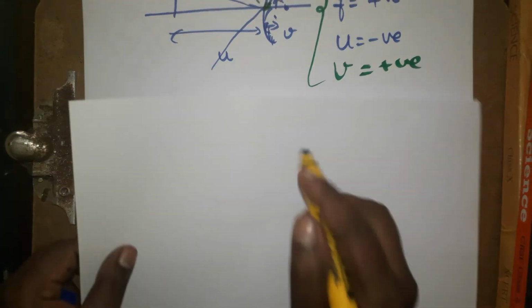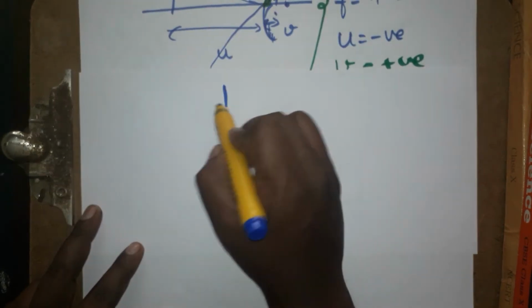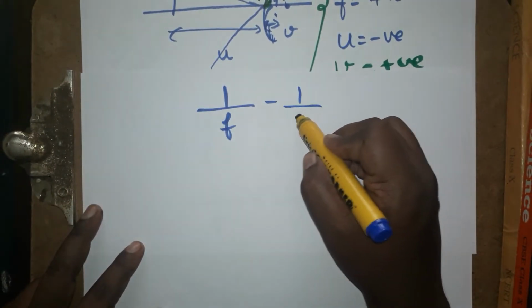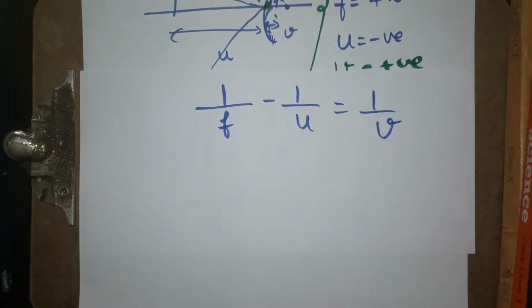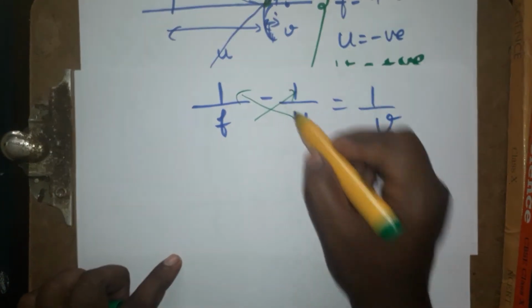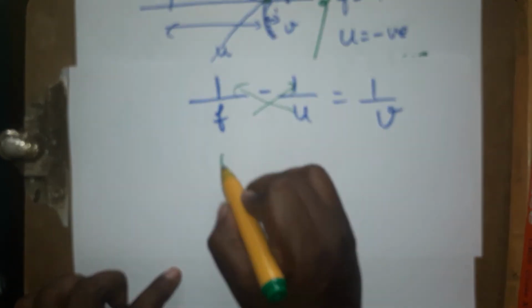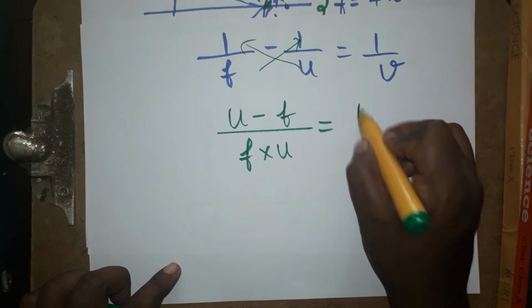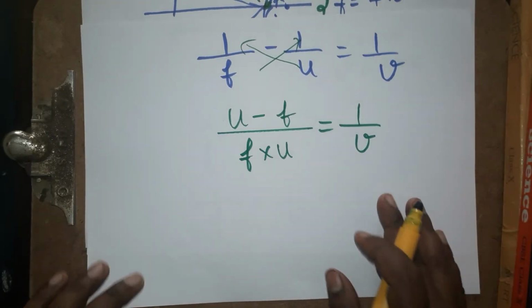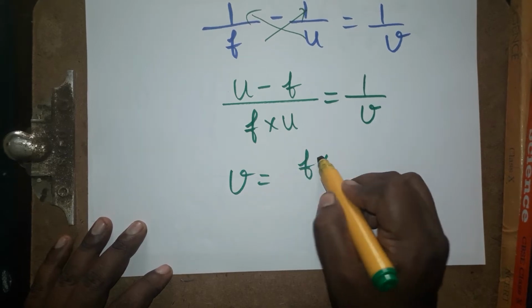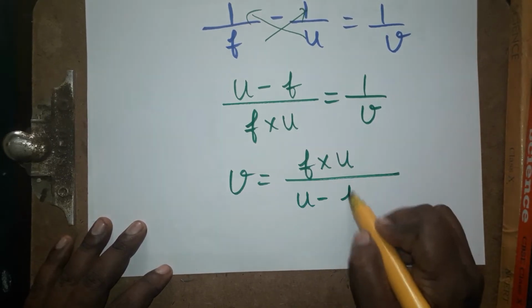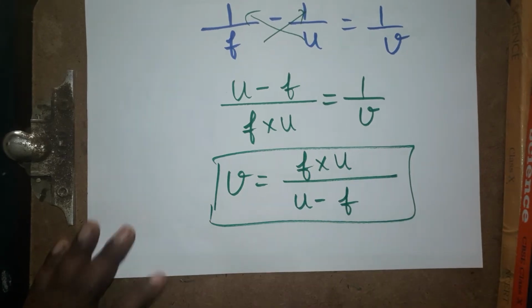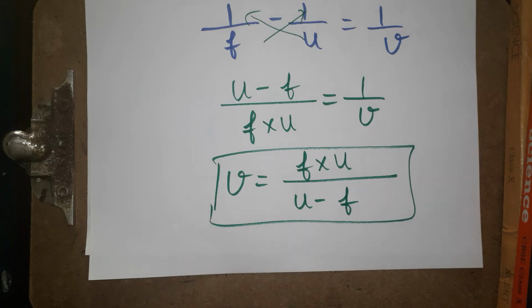Now I am going to write a general formula which can be used in all cases. So 1 by f minus 1 by u is equal to 1 by v. Why am I doing it like that? Because using this formula, I am simplifying without using sign convention again. So (u minus f) divided by (f into u) is equal to 1 by v. If you want v, flip the equation. So v is equal to f into u divided by u minus f. This is the v equation. Once I have the v equation, I can use this same formula in all places.